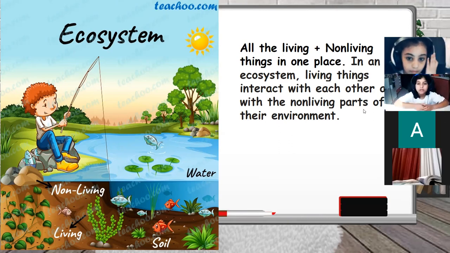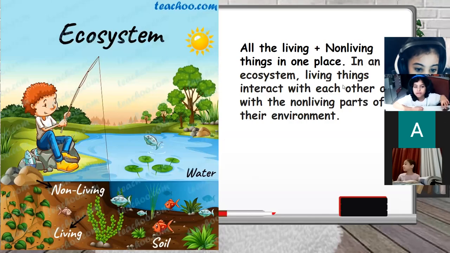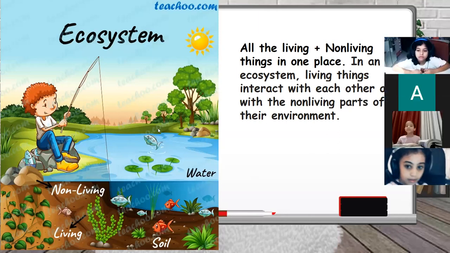Can I answer? Yeah, sure. So in one ecosystem, all the living things, they need each other and non-living. How? Can you explain to me a little bit? What do you see? Tell me the living things that you see in this picture. Miss, can you repeat what you said? Because it was glitching because my internet is slow. Okay, Yelene. Tell me, what are the living things you see in this picture?